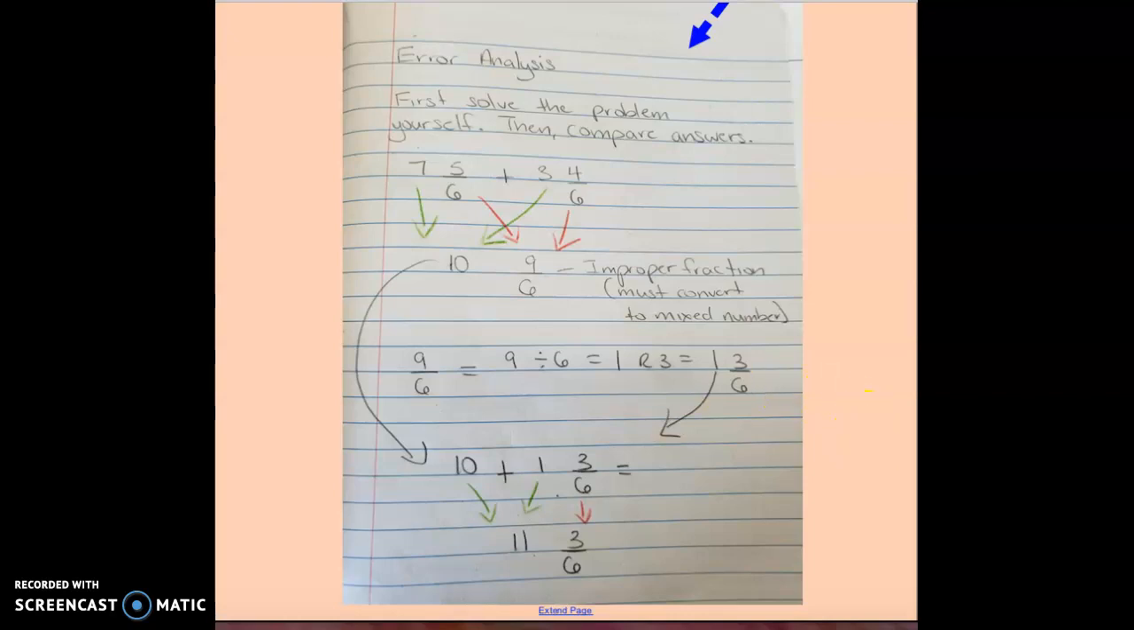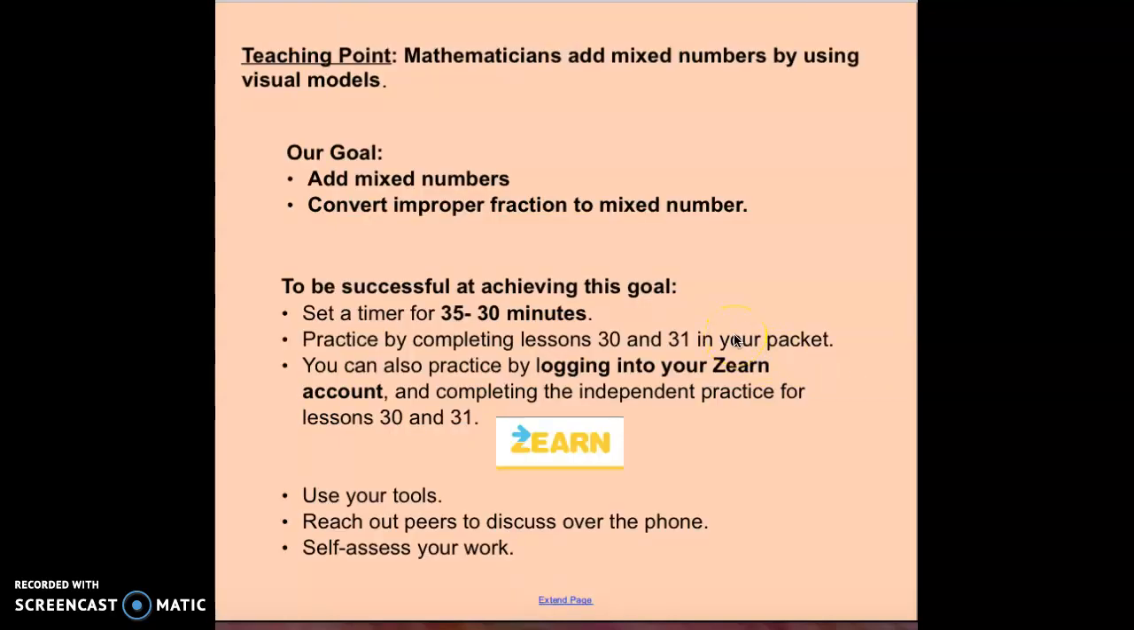Awesome. So what I want for you to do today, in order to work on the goal of adding mixed numbers and converting improper fractions to mixed numbers, I want you to set a timer, because this is going to help you plan your time better and not feel stressed if you spend way too much time doing this. So I'm going to set a timer for 30 to 35 minutes. I want you to practice by completing lessons 30 and 31 in your packet, and then tomorrow, you can also log into your Zearn account and complete the independent practice lessons 30 and 31.